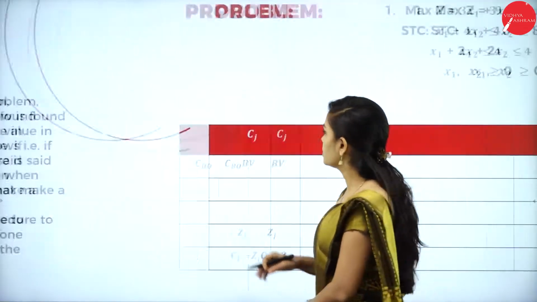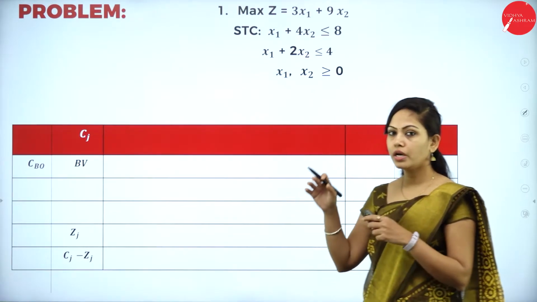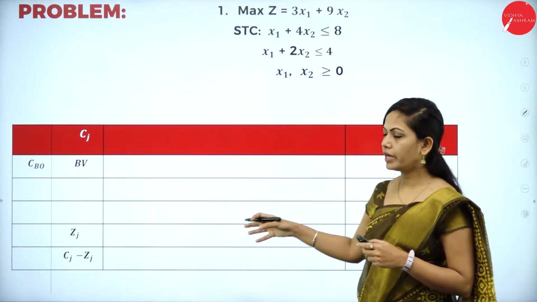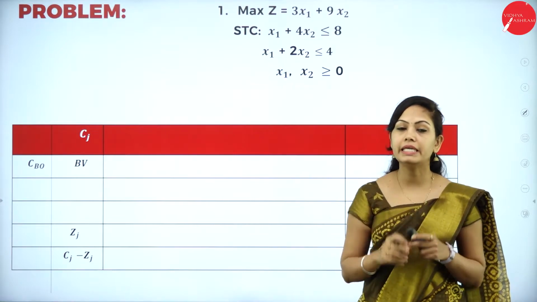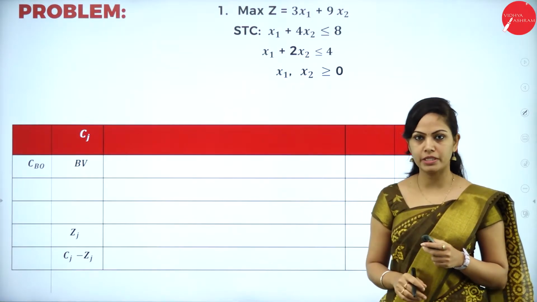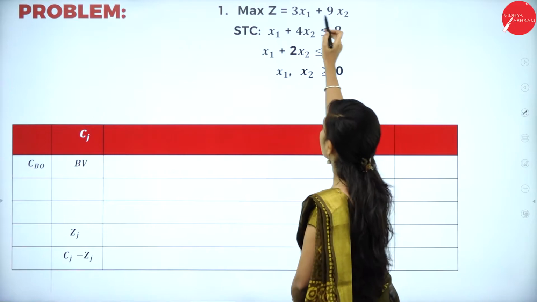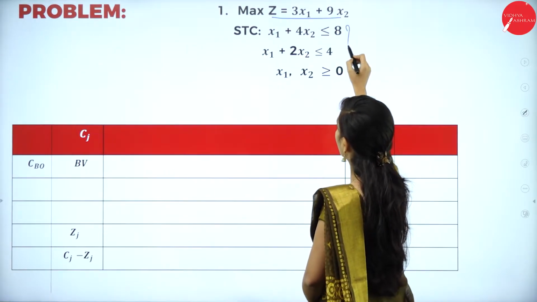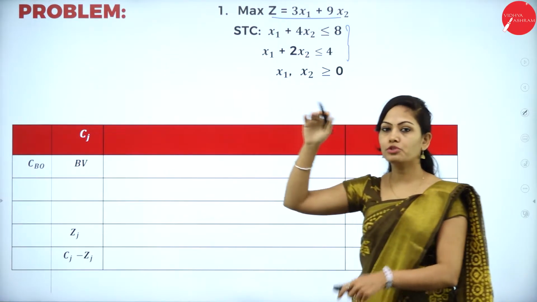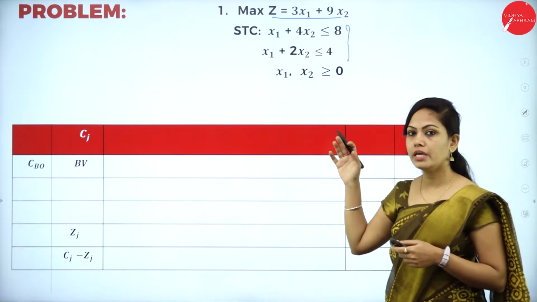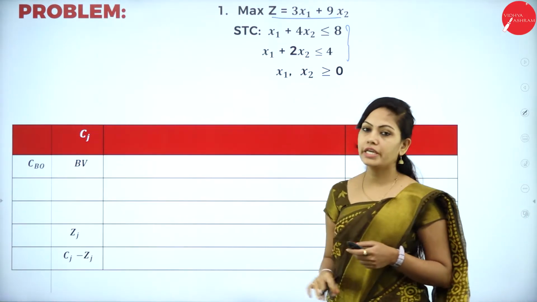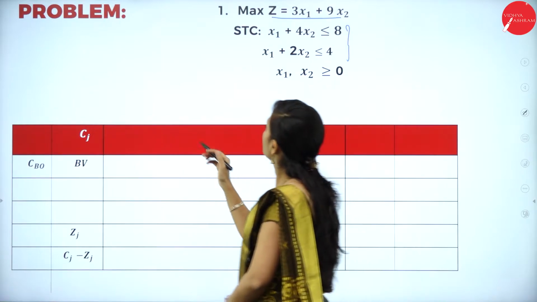Already you know about the Simplex method, right? So the same method I am doing again, but I will show you the degeneracy condition in the Simplex method. So I have a maximization problem and two constraints. So what is the first step? The first step is you have to convert this inequality of constraint into equality.